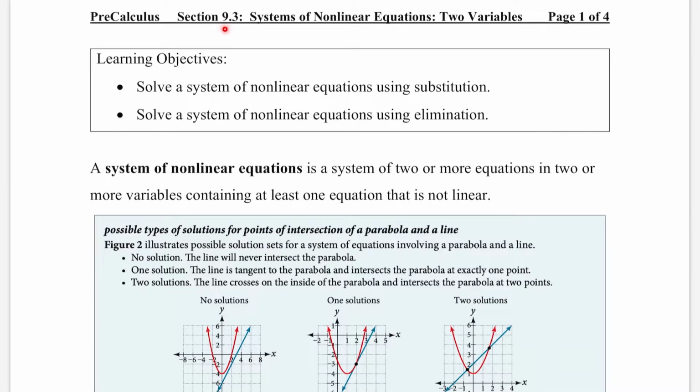Section 9.3 Systems of nonlinear equations in two variables.